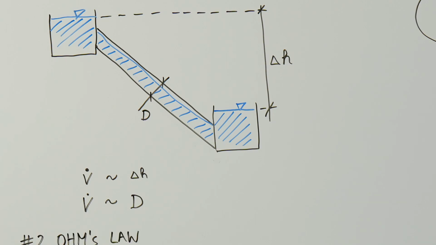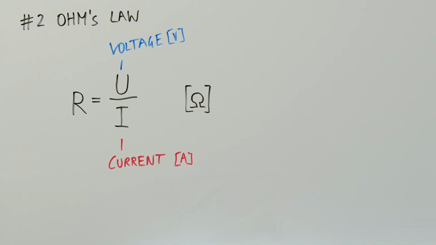The current and the voltage are in fact proportionally linked through Ohm's law. R is equal to U divided by I, and R is given in ohm. U is the voltage in volts and I is the current in ampere.